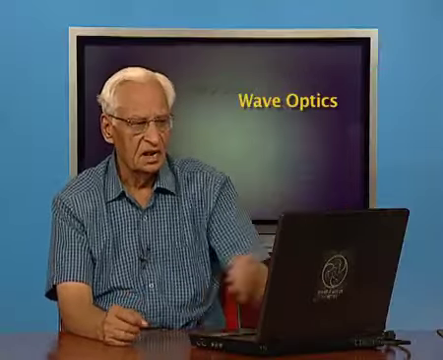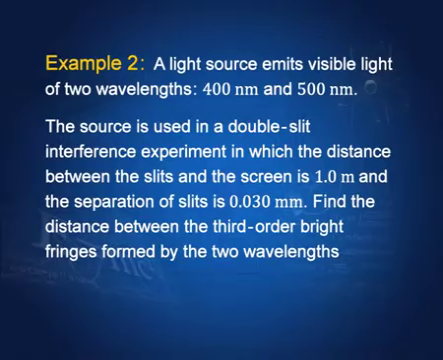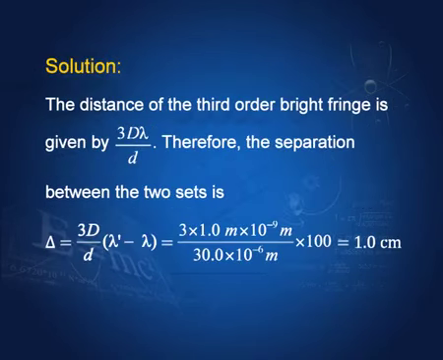Take another example. A light source emits visible light of 2 wavelengths. We have a special source which emits light of 2 wavelengths, 400 nanometers and 500 nanometers. The source is used in a double slit interference experiment, in which the distance between the slits and the screen is 1.0 meter, and the separation of slits is 0.030 millimeter. Find the distance between the third order bright fringes. The formula for the third order bright fringe is 3 D lambda by d.